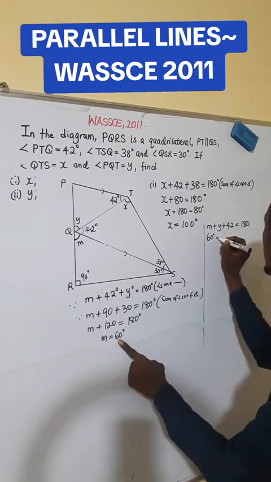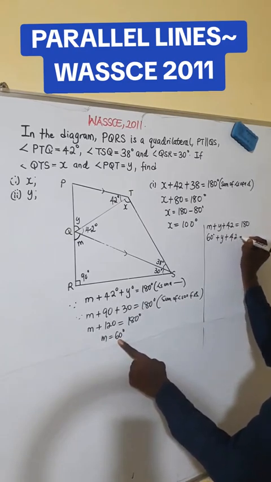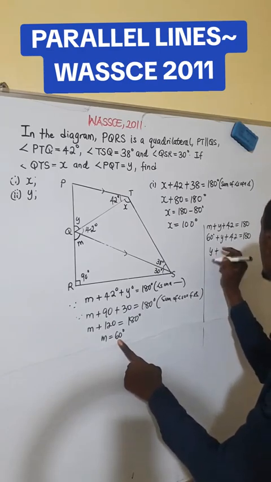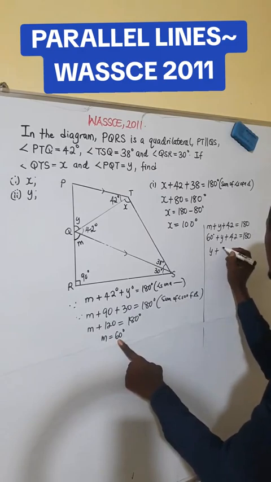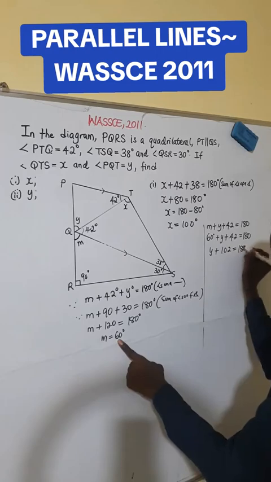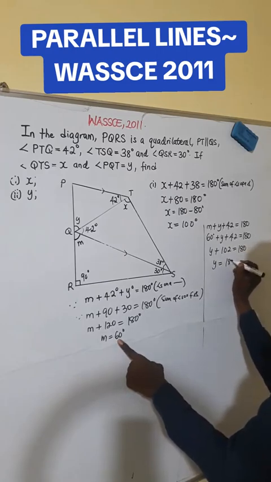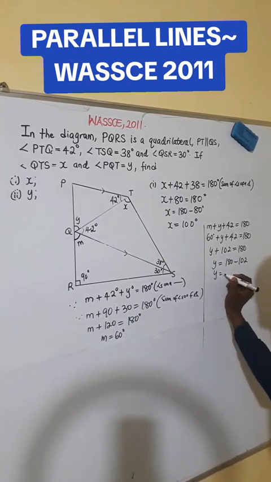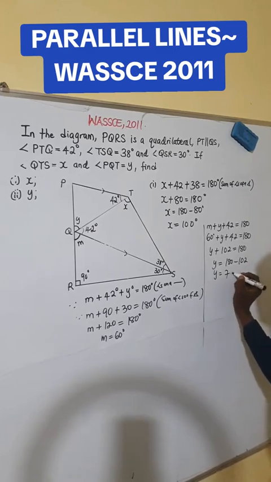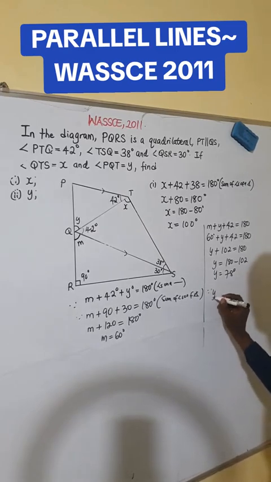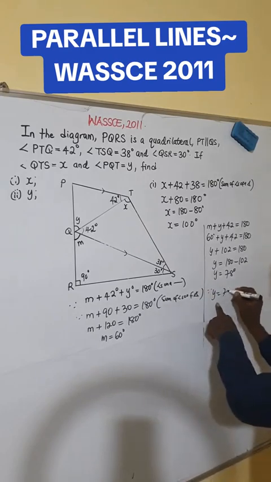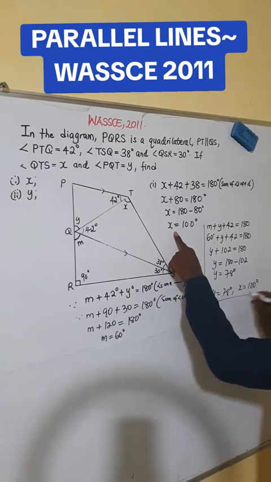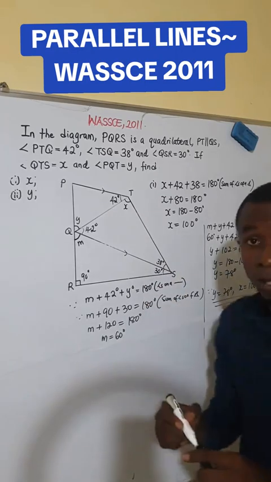So 60 degrees plus Y plus 42 is equal to 180. So this becomes Y plus 60 plus 42, which is 102, must be equal to 180. So the value of Y is equal to 180 minus 102, and 180 minus 102 is going to give us 78 degrees. So therefore, our Y value, the angle at Y, is 78 degrees and the angle at X is equal to 100 degrees. So this is the solution to this WASSCE 2011 question.